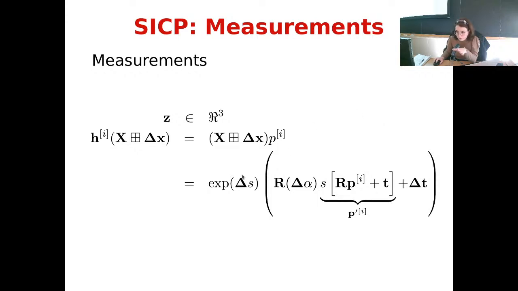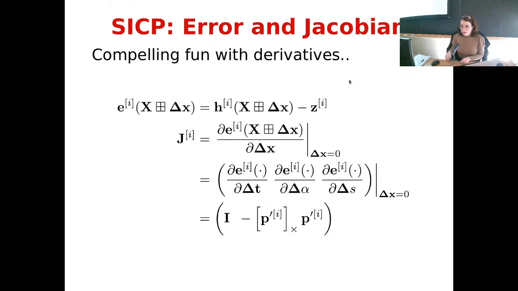And for the last time, recall that x box plus delta x means computing the chart around x, moving by delta x on the chart, and then getting back to the manifold. Okay, so if this is convincing, then we can move to the derivatives. Are you happy with this? Yes. Okay. So, let us move to the derivatives.